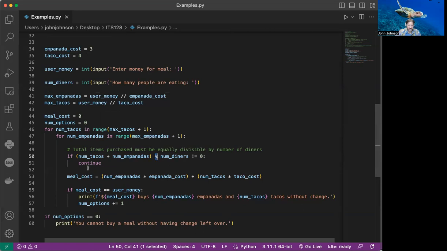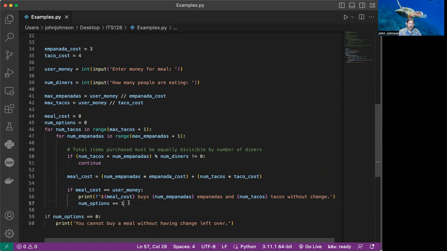And if we do hit a situation where the number of tacos and the number of empanadas are now evenly divisible by the number of diners, then we're going to go down here. We're going to say meal cost is equal to the number of empanadas times the cost plus the number of tacos times the taco cost. Then we're going to say, hey, is the meal cost equal to the user money? If it is, then we're going to print out that, hey, that meal cost buys X number of empanadas and X number of tacos without change. And then we're going to say that the number of options is the number of options plus 1.